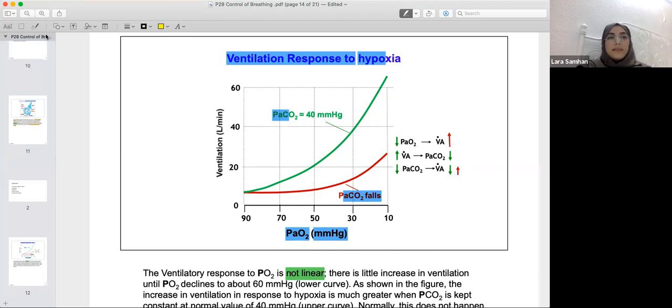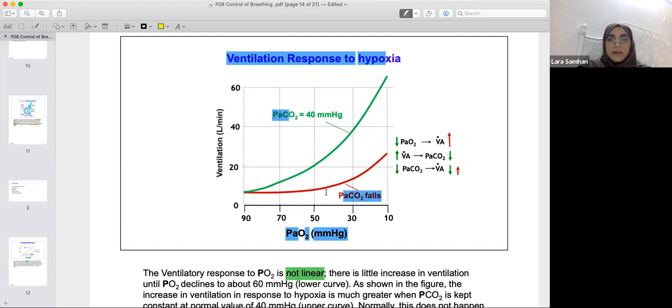Sure, I'll repeat. It's quite confusing, so I prefer clearing it before moving on. So we said we have an x-axis and a y-axis. This is the y-axis, and this is the x-axis. The x-axis basically represents the partial pressure of oxygen. The y-axis represents the ventilation in liters per minute. This is the first thing. It's clear. Those two curves represent the partial pressure of carbon dioxide.